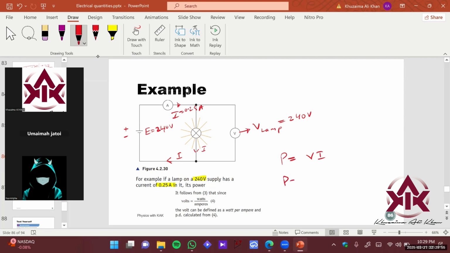So the power is going to be 240 times 25 upon 100, that is 0.25. This gives me an answer of what? This cancels out, 5 2s are 10, 5 5s are 25... it works out to 60 watts. So this lamp is consuming a power of 60 watts from the power supply. That is the answer over here.